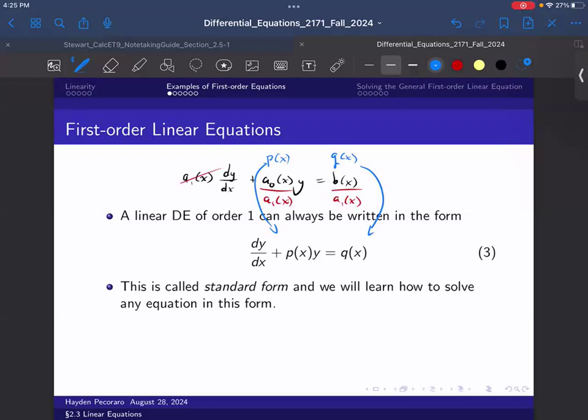You can always do this. Sometimes you'll have to worry about a1 of x being 0, and there are ways to deal with that. But we want to think of linear equations just naively as being writable in this form, because that will help us later on. Okay, this is called standard form, and that's what we're going to solve. So we start with linear equations, rewrite them to look like standard form, and then we apply our solution method.